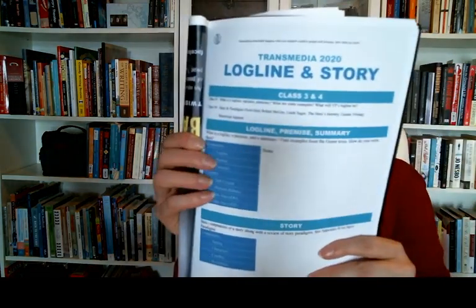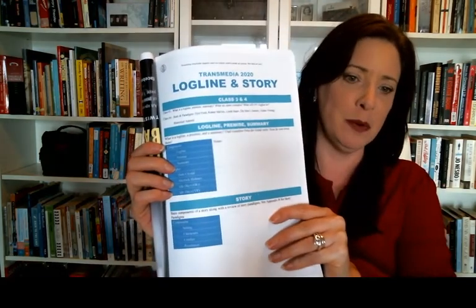And today you've got a copy of your workbook. So this is on page 12. And for class 3, what we're going to be discussing is logline, premise, and summary, but we're also going to talk about some examples and how you can begin to brainstorm what the premise and logline will be for your semester project. Okay, let's get started.